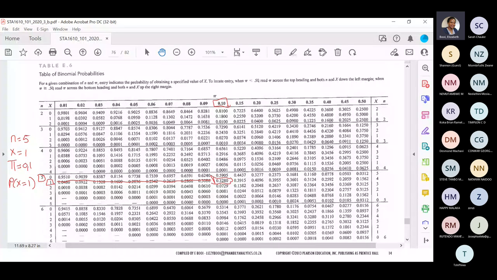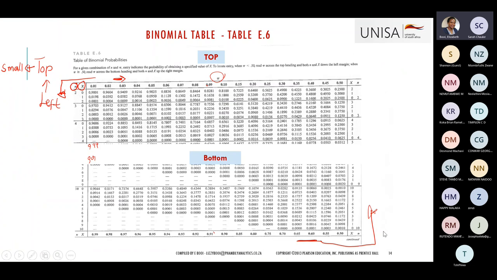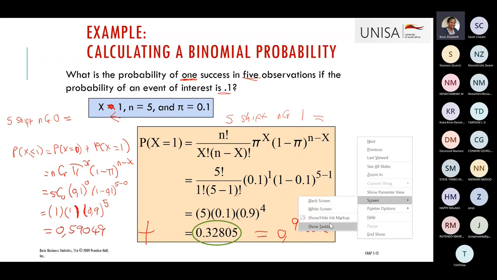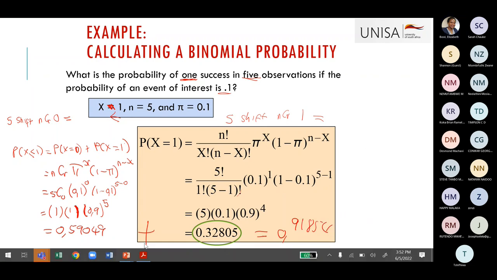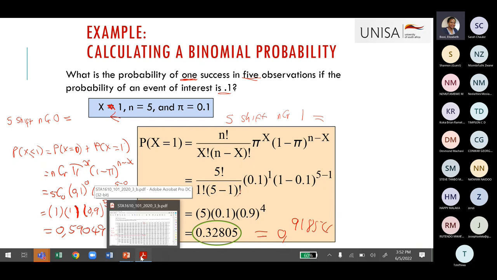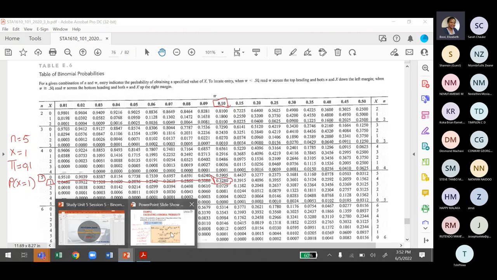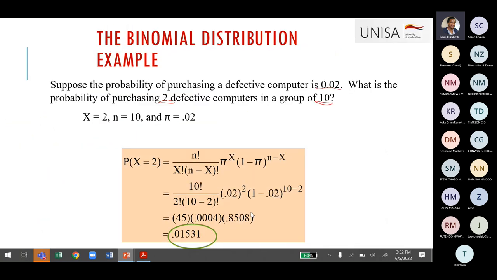And we find the answer as 0.3280. So let's go back to that question, which was this one, 0.3281. See, it's the same. So you can use the table or you can use the formula to calculate, but the table saves you time compared to the formula.